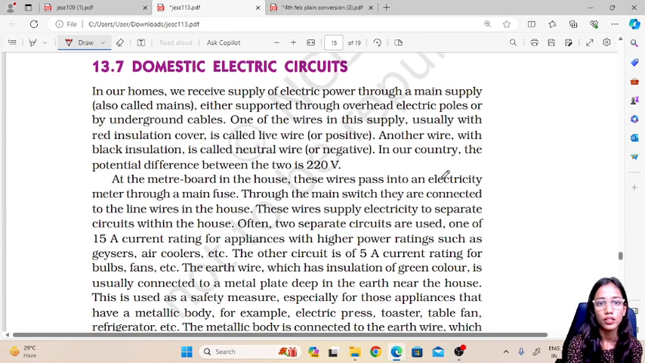The last part of the chapter is domestic electric circuits. How are electric circuits present inside our houses? First of all, there are two wires in our house systems. The red insulation cover is called the live wire and the black insulation is called the neutral wire, and the potential difference between the two is 220 volts.